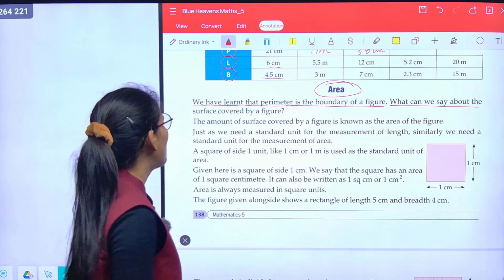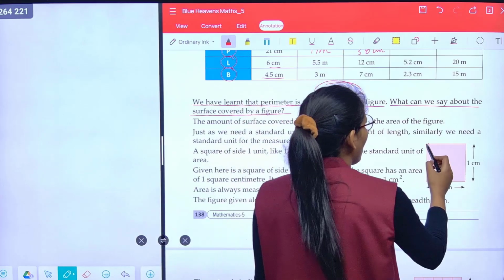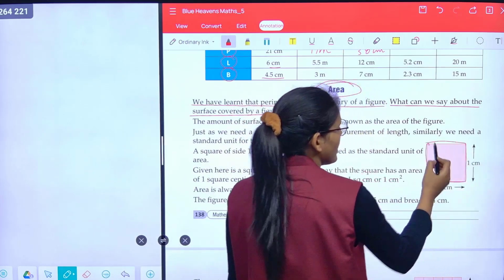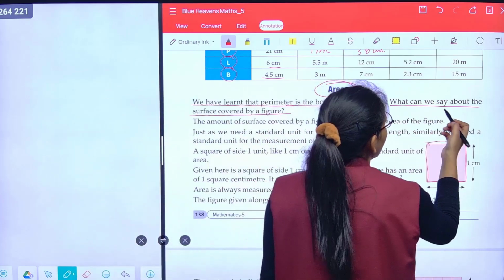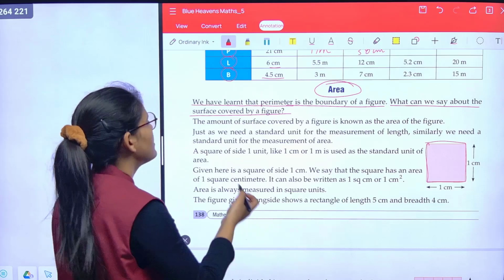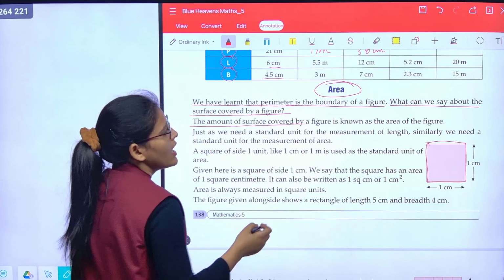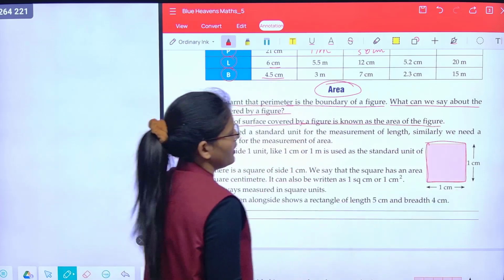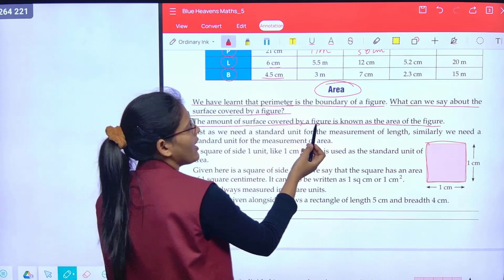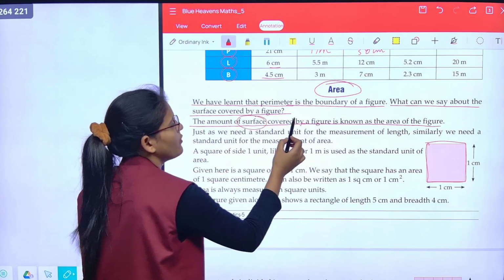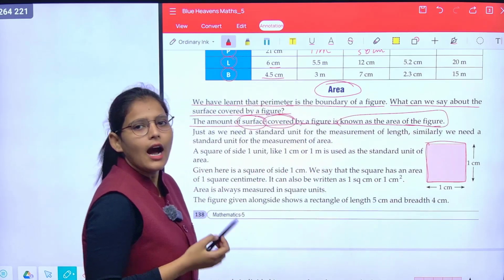What can we say about the surface covered by a figure? अब ये फिगर है, ये तो बाउंड्रीज हो गई उसकी पैरामीटर, लेकिन ये जो सरफेस उसने कवर किया हुआ है वो क्या है? The amount of surface covered by a figure is known as the area of the figure. Again, the amount of surface जो फिगर ने कवर किया हुआ है वो known as the area of a figure. Understand class?